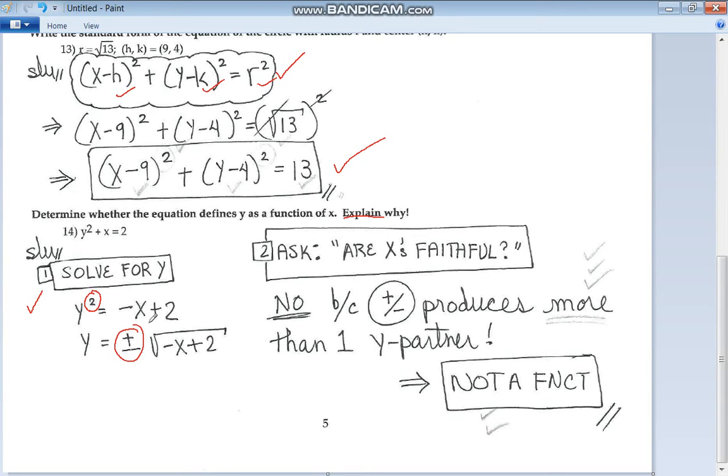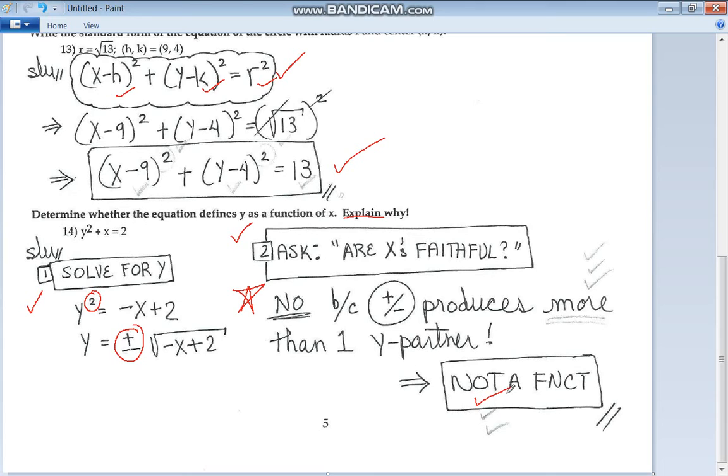Y equals plus or minus a big square root of the other side, negative x plus 2. Now you have to ask the question, does this expression show us that x's are faithful? No, it's the actual plus or minus that causes us the problem. We can plug a value in for x and get two y partners, one with a plus and one with a minus. So that's my explanation about why the answer will be not a function.